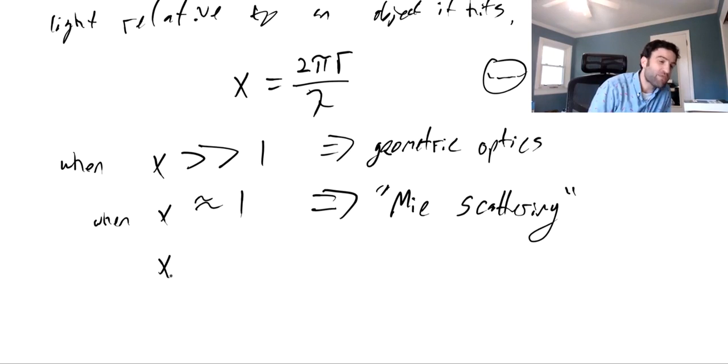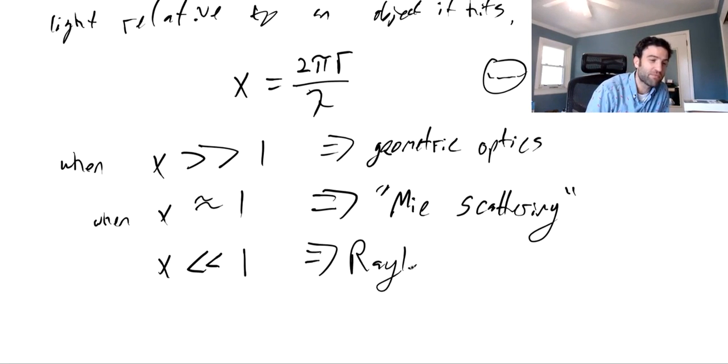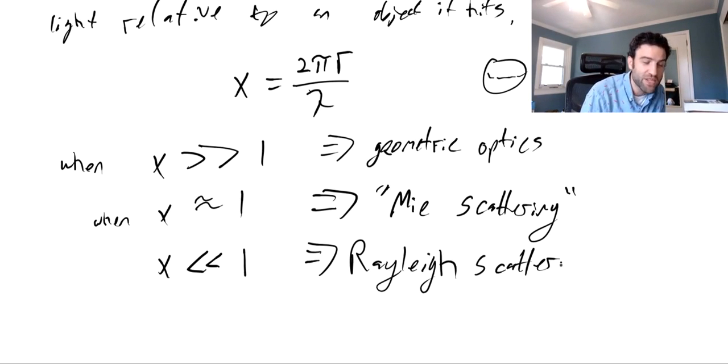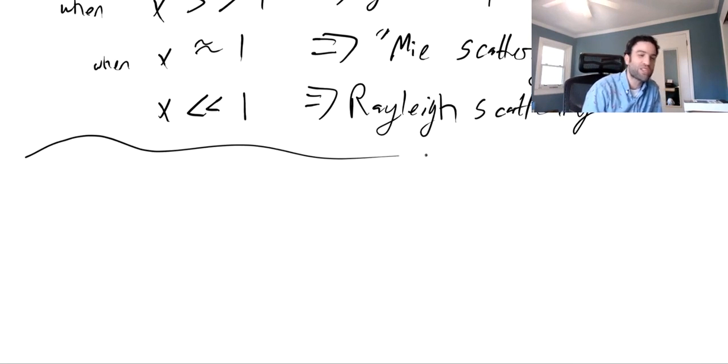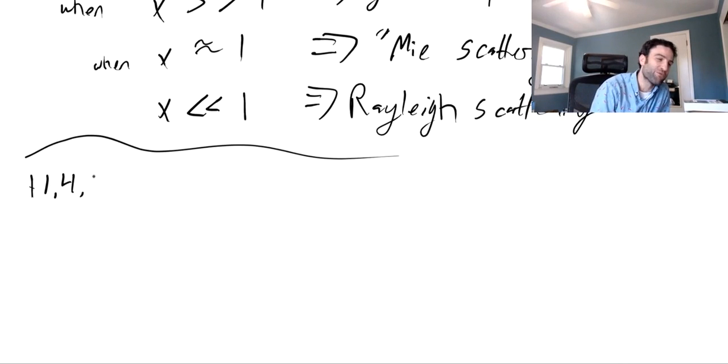But when x is very small, so when the size of the object is small compared to the wavelength of light itself, you get what's known as Rayleigh scattering. And Rayleigh scattering is ultimately what we'll need to understand why the sky is blue. Okay, so we start our story in the 1860s. This is section 4.1, Tyndall and Rayleigh.